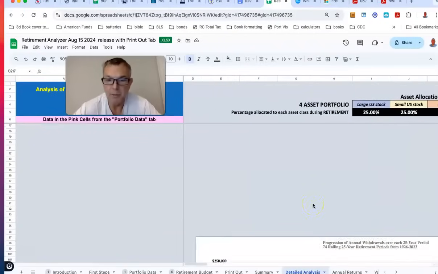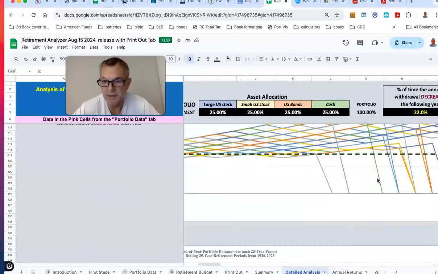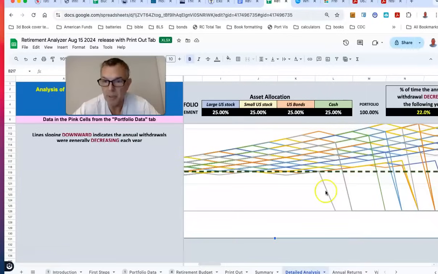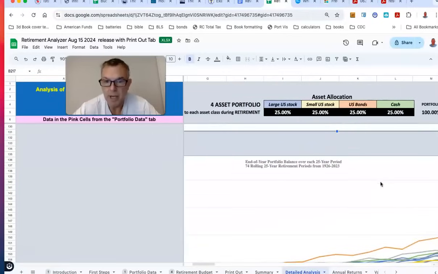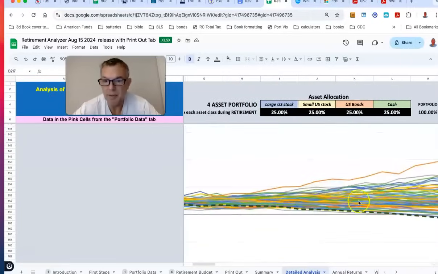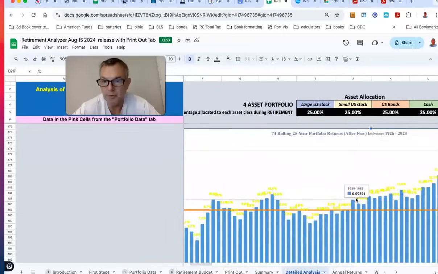All right, so let's keep going. I want to show you some other things and all kinds of stuff here. Progressive annual withdrawal rates. You can see right here is when we ran out of money. Right there, we ran out of money. Right there, again, 22% of the time we did. End of year rolling balance after each 25-year period. I love that. 25-year portfolio returns after fees.